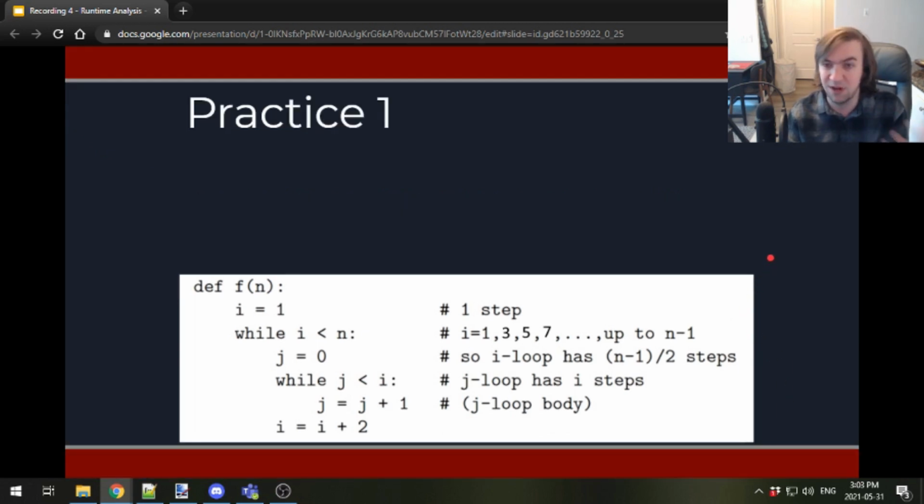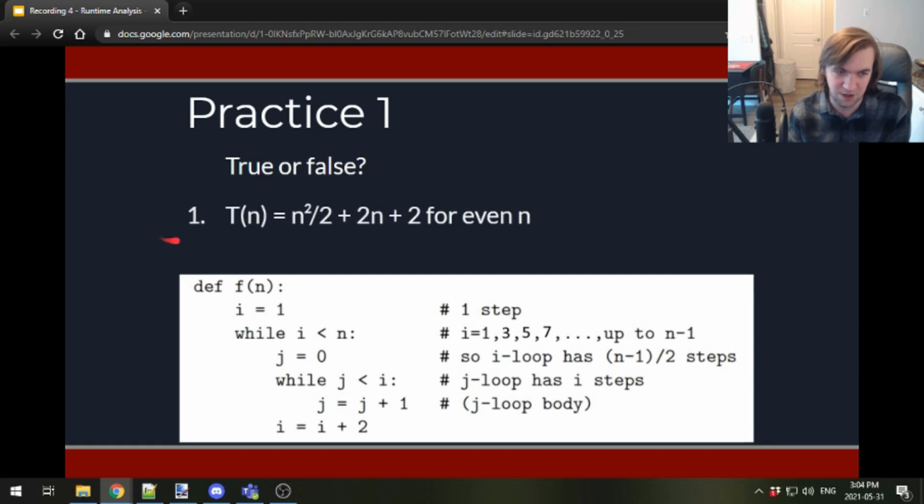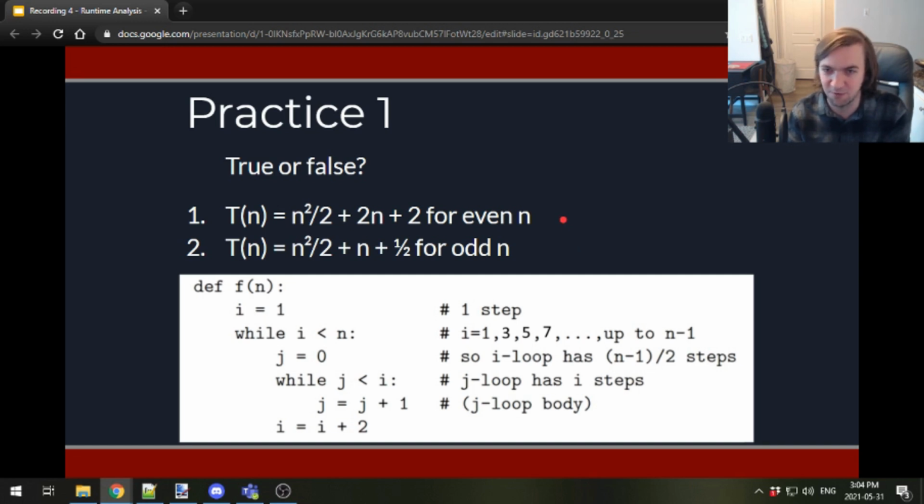So, a practice problem for you to try out before class, and we'll talk about it in the class, is these two quick true or false questions. Is T of n, which is the running time in terms of the number of steps taken for this code, equal to n squared over 2 plus 2n plus 2 when n is an even number? And then true or false: T of n is n squared over 2 plus n plus 1/2 for odd n. One of these is true, one of these is false. Something to think about before class.